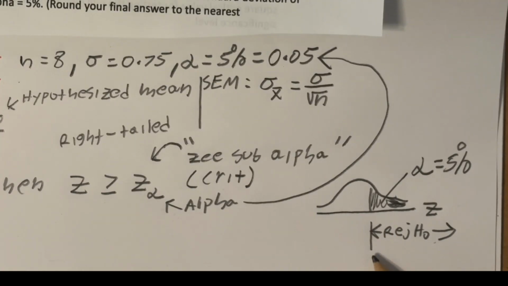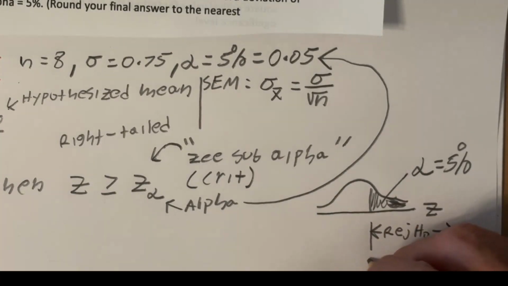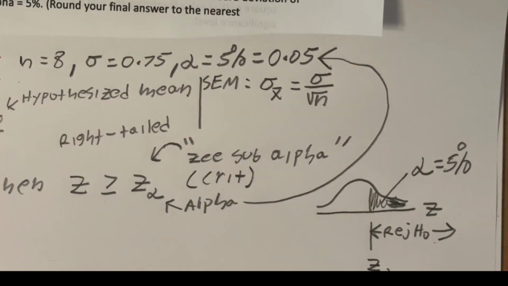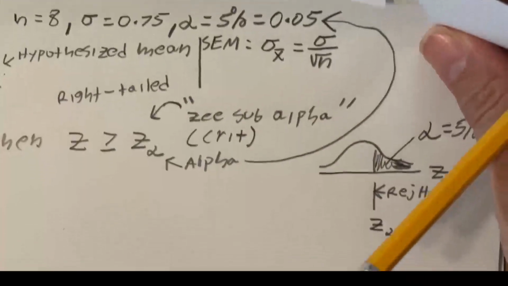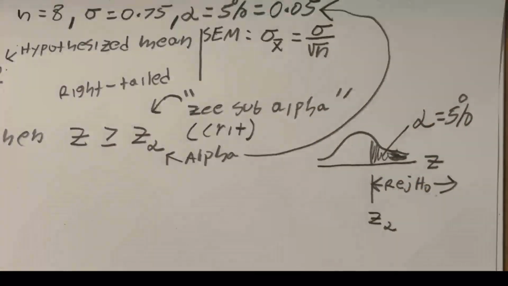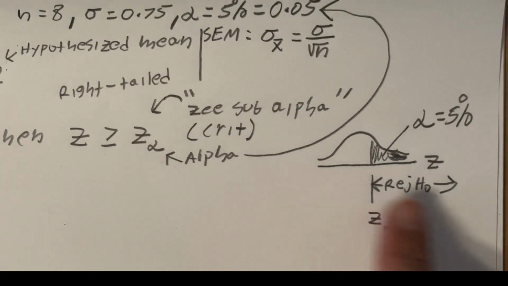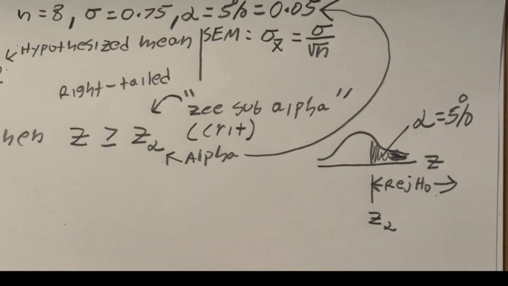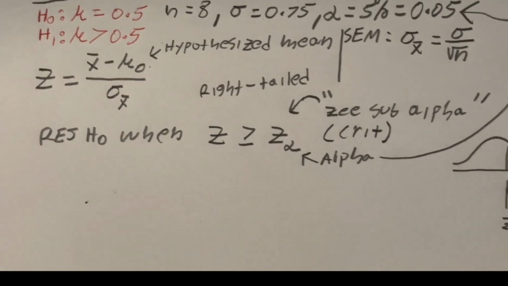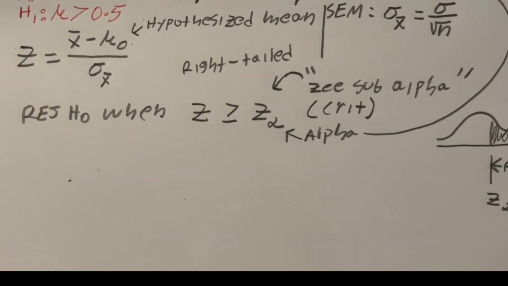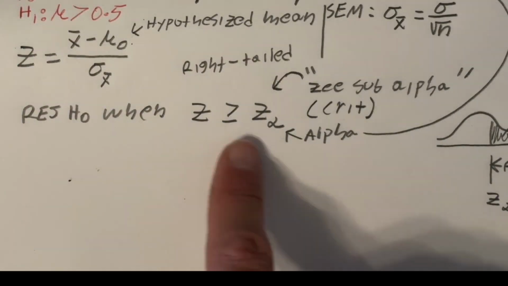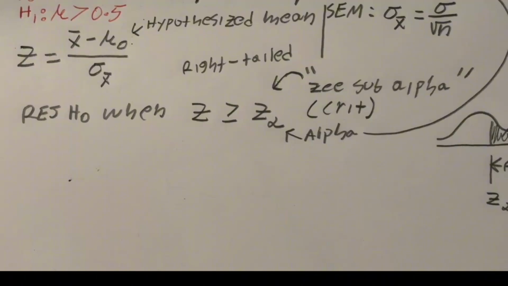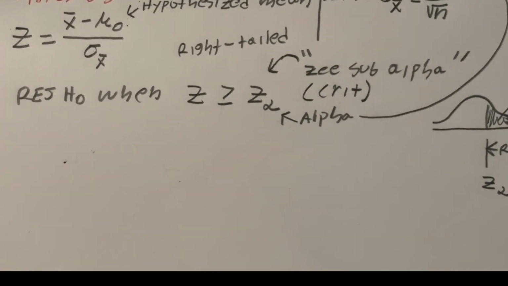Now, what is this value? This value is your Z sub alpha. And of course, we have a table for this. Okay? Now, this is not necessary. This is just helpful for visual people. But what's necessary is we're going to have to solve this equation for x bar. Well, it's not an equation, it's an inequality. But we have to solve this inequality for x bar.